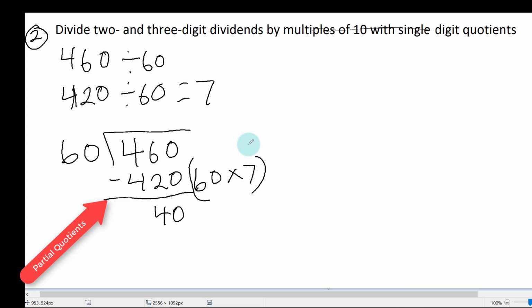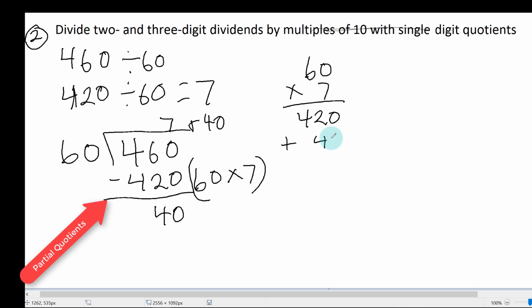Now this 7 represents 7 ones, so I'm going to put that 7 in the ones place. I have 40 remaining, and 40 is not enough to make another group, so I cannot divide anymore, and that leaves me with a remainder of 40. Going to check by multiplication, I would have 60, my divisor, times 7, my quotient, equals 420. I would then add in my remainder, which is 40, for a total of 460, which does match my dividend. Therefore, my answer is correct, 7 remainder 40.